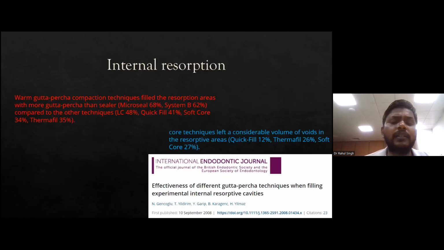Coming on to internal resorption. Internal resorption is a type of resorption which is encountered within the root canal system itself. In those resorption areas, core techniques left a considerable volume of voids in the resorption. So the best is to fill those voids with the help of thermoplasticized GP. That's what they say, that the warm gutta percha compaction technique fills the resorption areas with more gutta percha than sealer. So thermoplasticized warm gutta percha should be used to fill those defects easily, and should be aided with the help of magnification loupes or done under a dental operating microscope only.